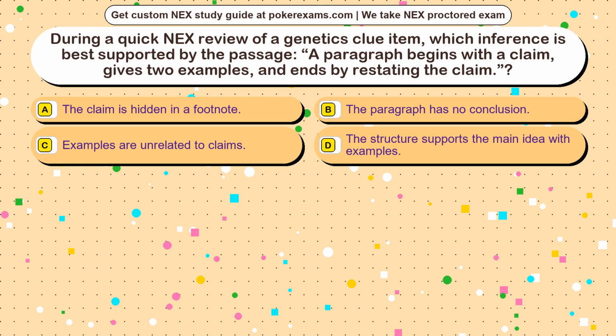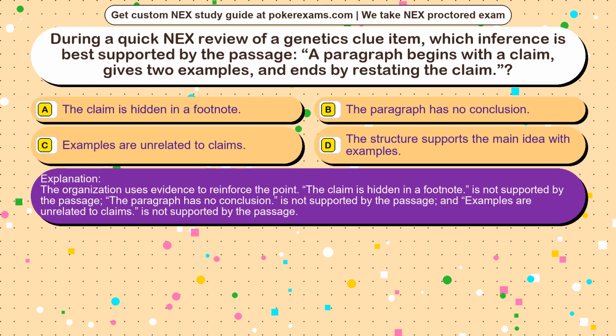The correct answer is option D. The organization uses evidence to reinforce the point. The claim is hidden in a footnote is not supported by the passage. The paragraph has no conclusion is not supported by the passage, and examples are unrelated to claims is not supported by the passage.